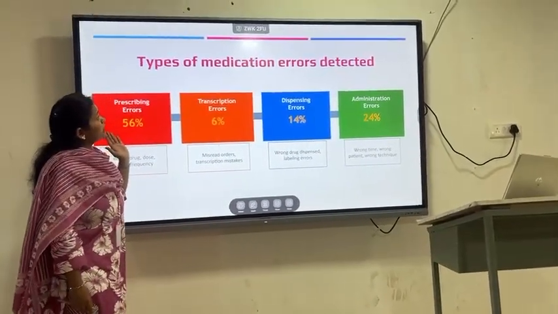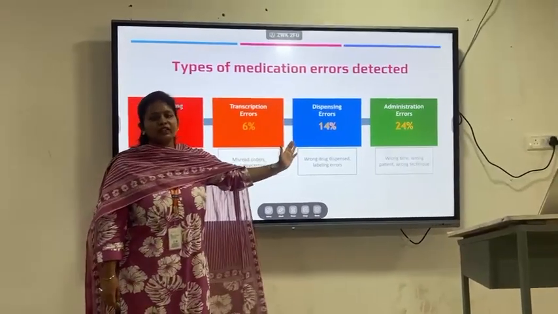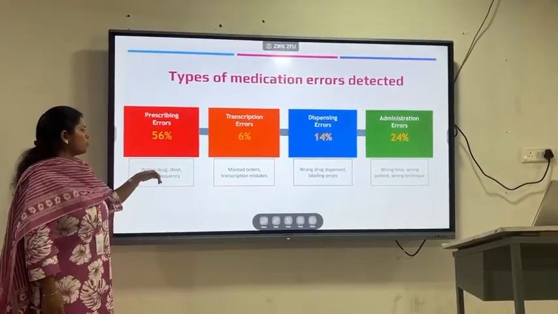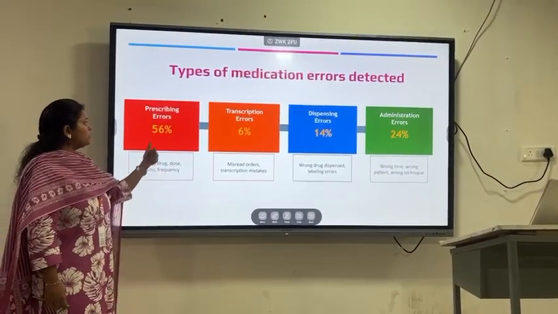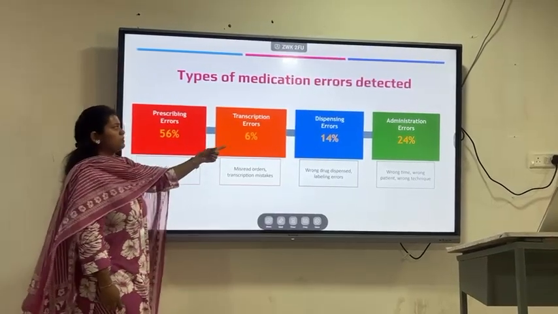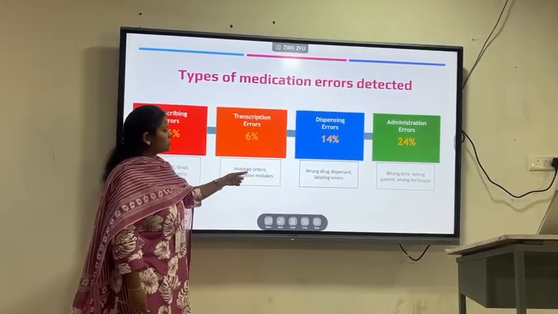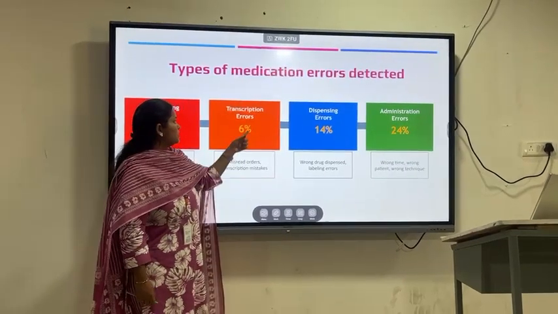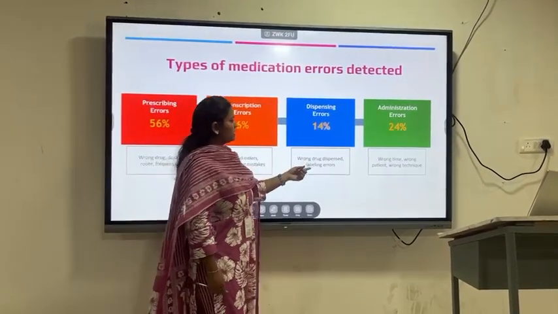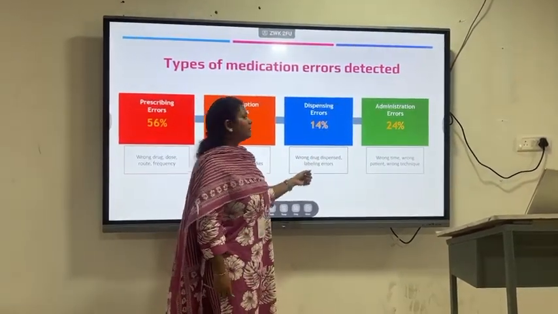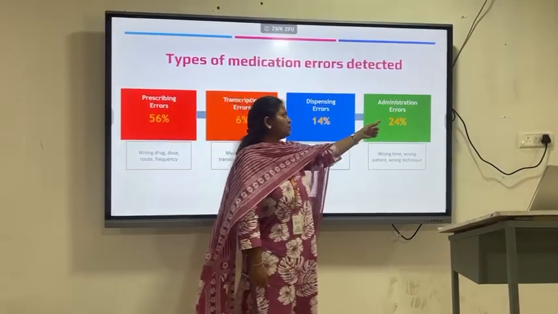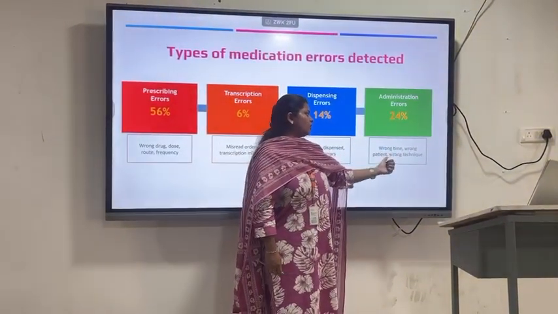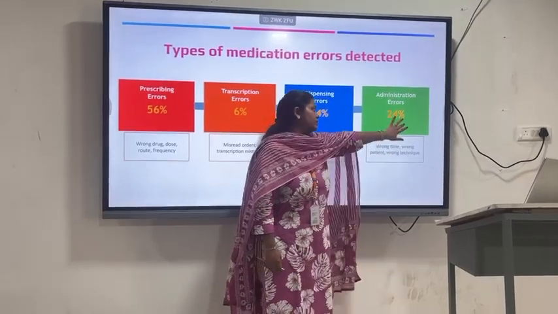So these are the types of medication errors detected, from the latest information. Prescribing errors, which include wrong dose, dose form, and frequency errors, are 56%. Transcription errors, that is misread errors, which come under look-alike drugs, and transcription mistakes are 6%. Dispensing errors, wrong drug dispensed or labeling errors, are 14%, and administration errors are 22%, which come under wrong time, wrong patient, and wrong technique errors.